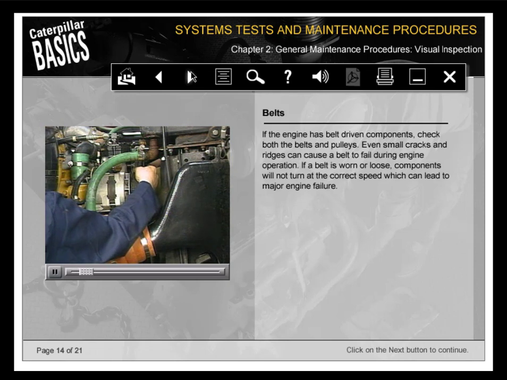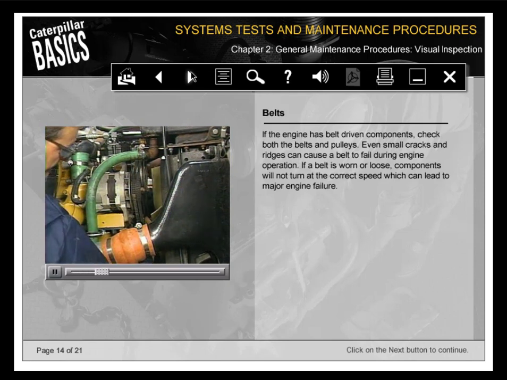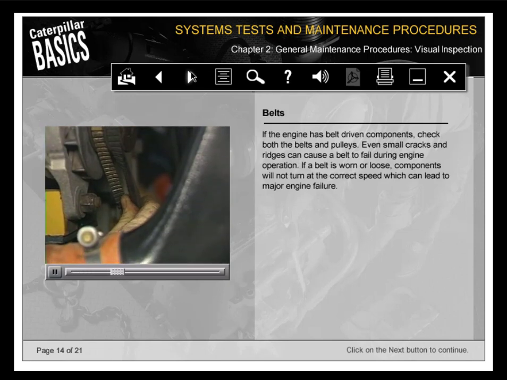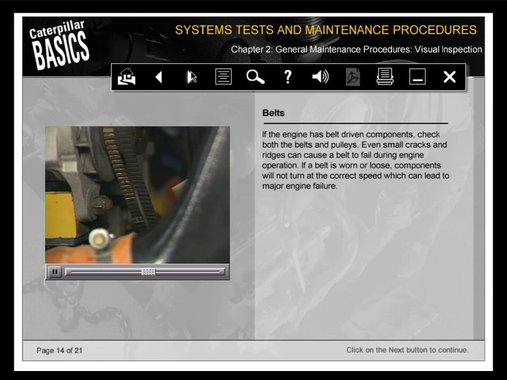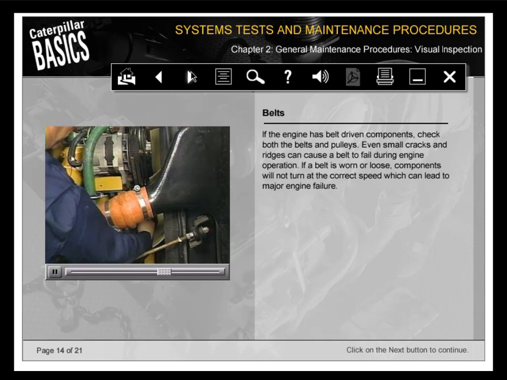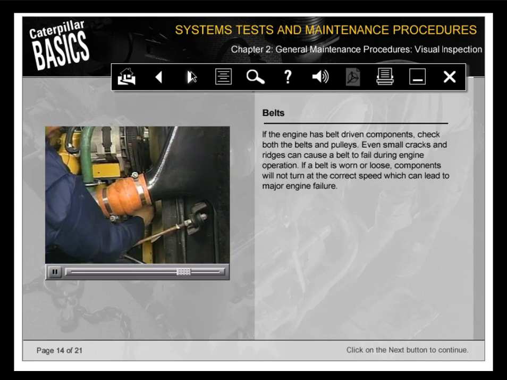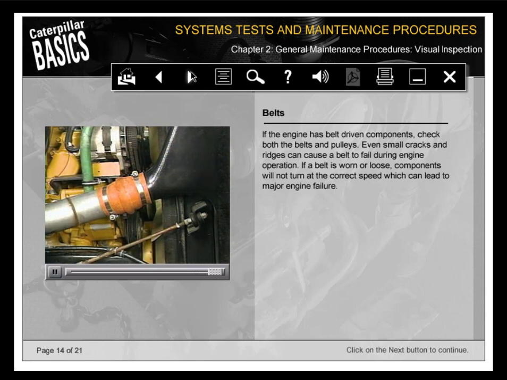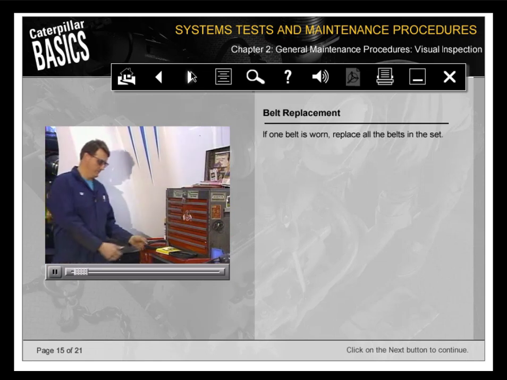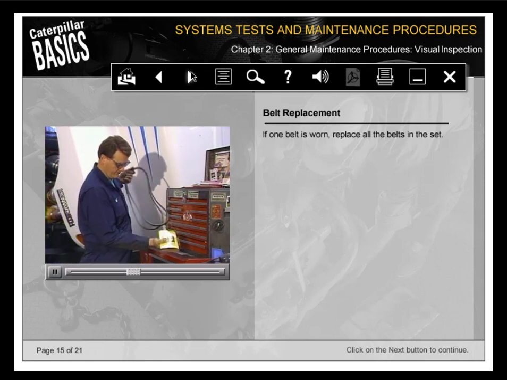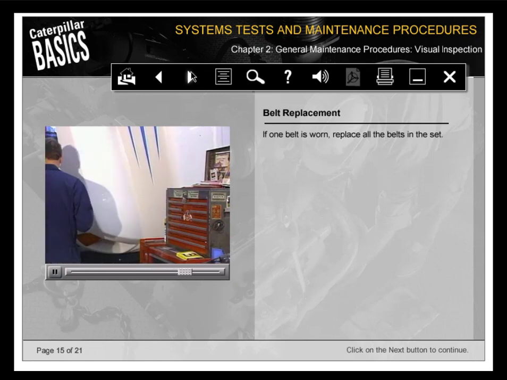If the engine has belt-driven components, check both the belts and pulleys. Even small cracks and ridges can cause a belt to fail during engine operation. If a belt is worn or loose, components will not turn at the correct speed, which can lead to major engine failure. If one belt is worn, replace all the belts in the set.